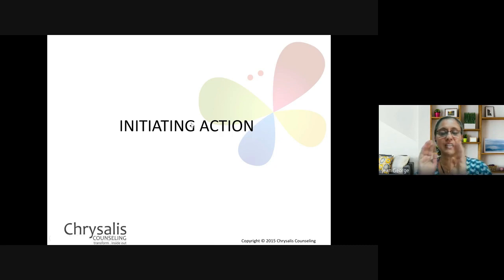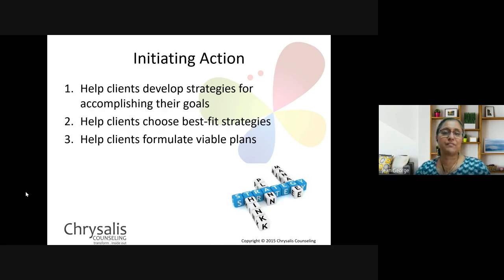All right, we'll move on to the last part of it. It is how do we initiate action? So we've come to that place where we want our counselees to move from that place of exploring to that place of understanding, and now moving them into a place of action. How do we get them to work through into action? So here, the goal that you would have is to help them develop strategies for accomplishing that specific goal. That's what it is. You are going to work with them to find ways, alternative options, strategies to accomplish the goal that they would want.